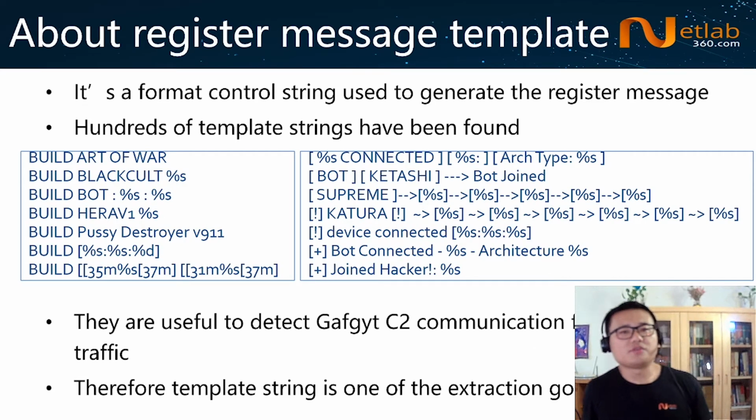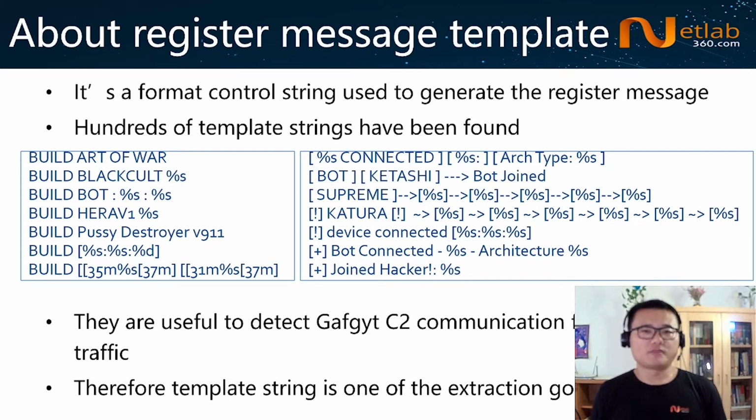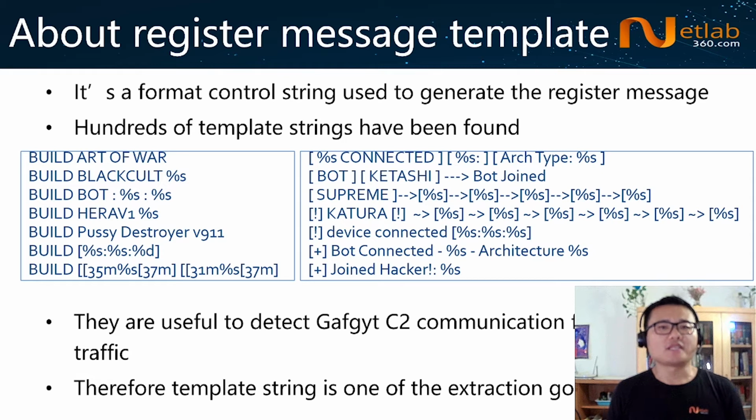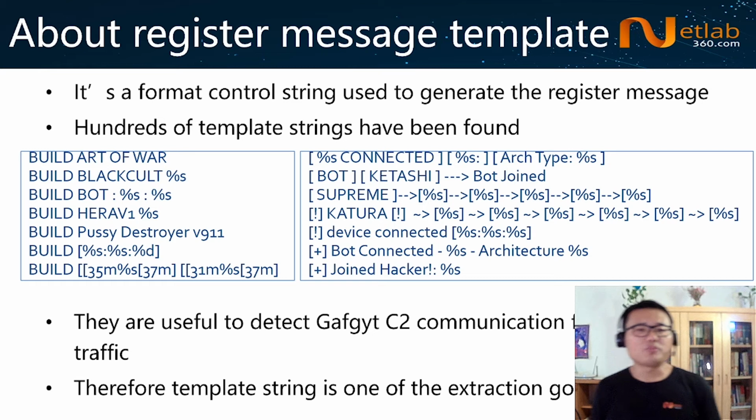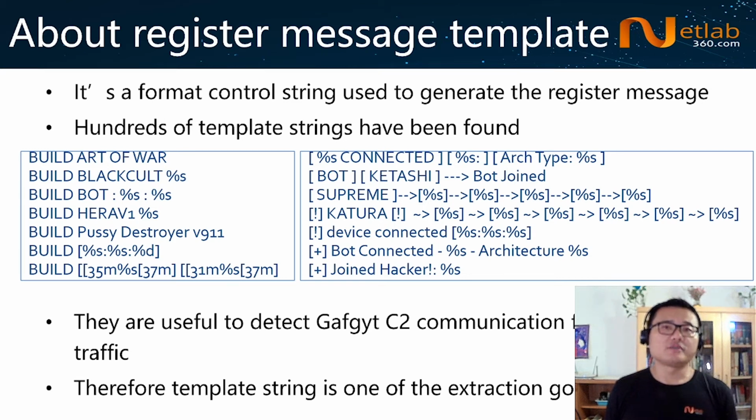As for the register message template, actually it's a kind of format control string. It is used to generate the register message. And this string changes greatly with the Gafgyt variant, as shown by the blue lines. These strings are very useful to detect Gafgyt C2 communication from network traffic. For example, we can define IDS or IPS rules to detect Gafgyt communication in real network traffic. Therefore, the template string is one of the extraction goals, and that string can be directly extracted from the C2 looper.